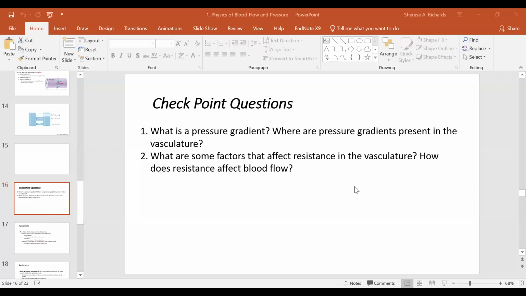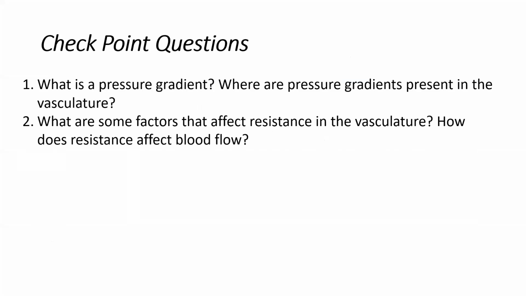And so at this point, we're going to look at a few checkpoint questions that cover everything we've talked about so far. So we'll just discuss these openly. Feel free to share responses either verbally or in the chat. And the first question, what is a pressure gradient and where are pressure gradients present in our vasculature? So first off, what is a pressure gradient? And then what are the pressure gradients that we see throughout our vasculature?